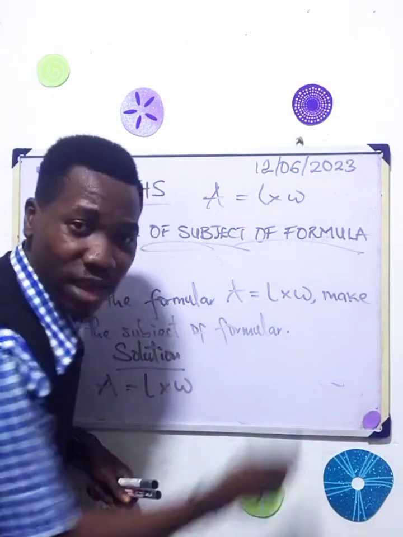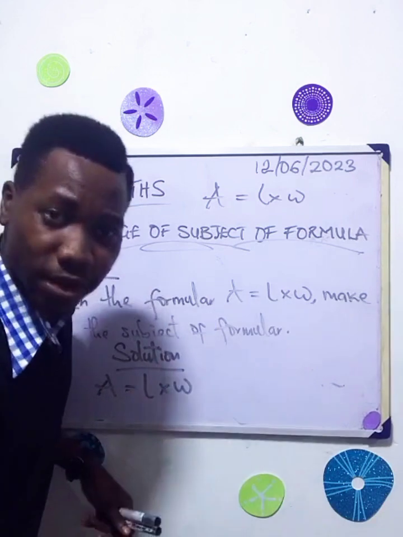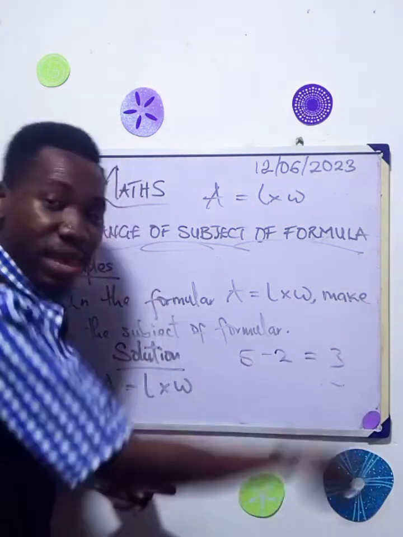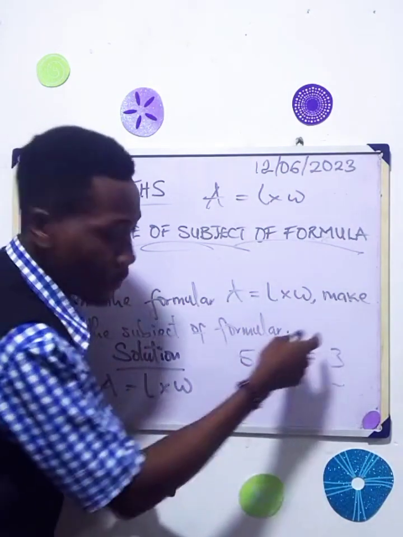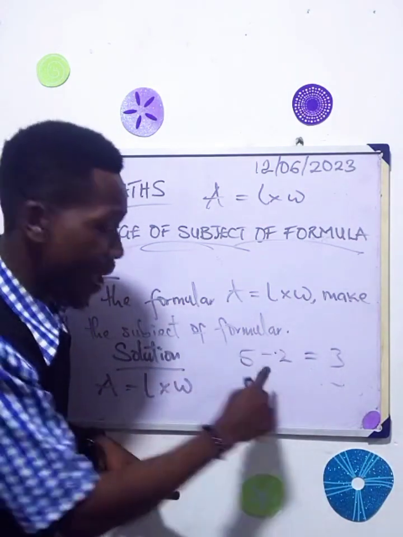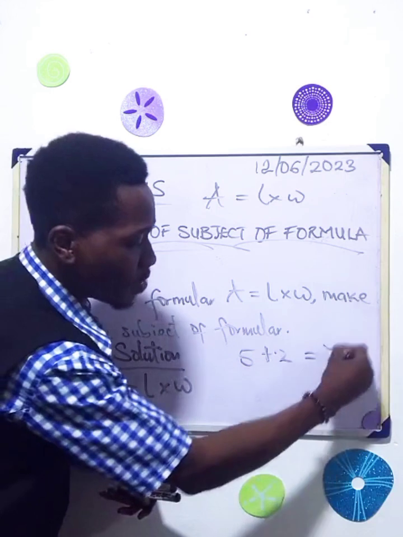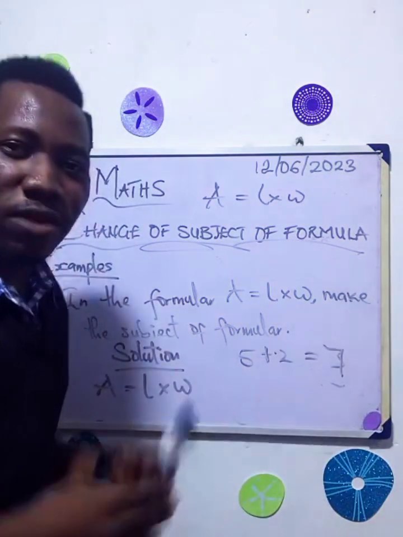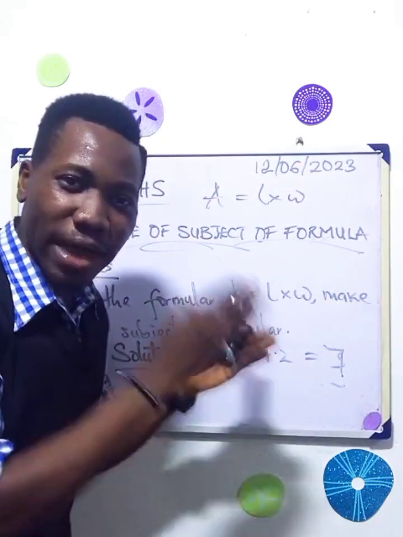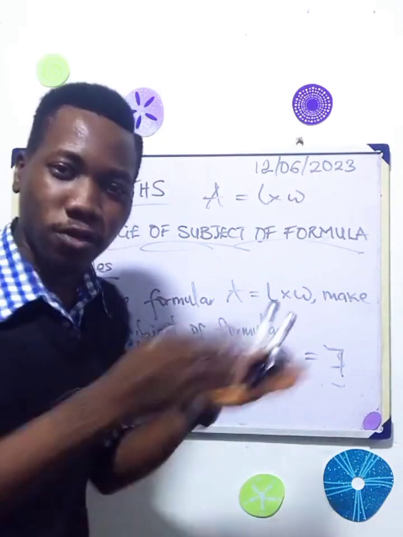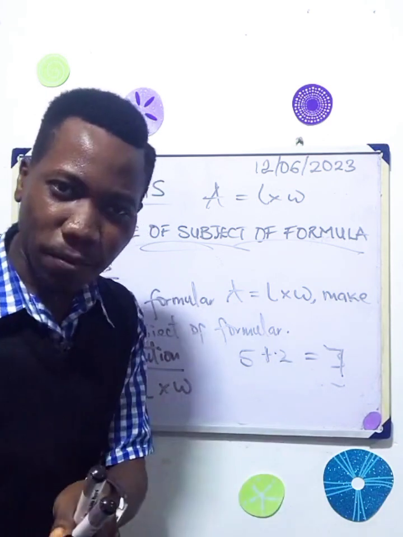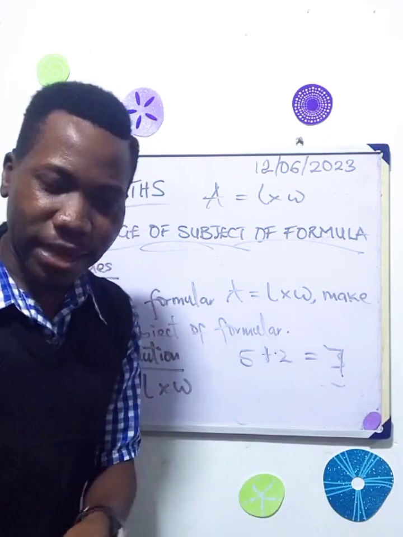The same way, the inverse operation of addition is subtraction. 5 minus 2 will give me 3. So the inverse now, or the reverse, 3 plus 2 will give me 5. Likewise, 5 plus 2 will give me 7, and 7 minus 2 will give me 5. So the reverse or the inverse operation of addition is subtraction, of subtraction is addition, of multiplication is division, and of division is multiplication.